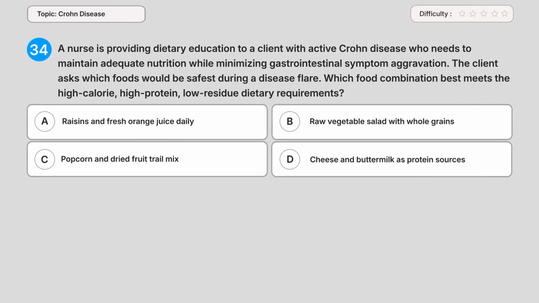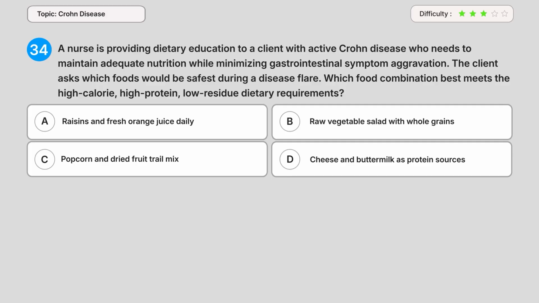34. A nurse is providing dietary education to a client with active Crohn's disease who needs to maintain adequate nutrition while minimizing gastrointestinal symptom aggravation. The client asks which foods would be safest during a disease flare. Which food combination best meets the high-calorie, high-protein, low-residue dietary requirements?